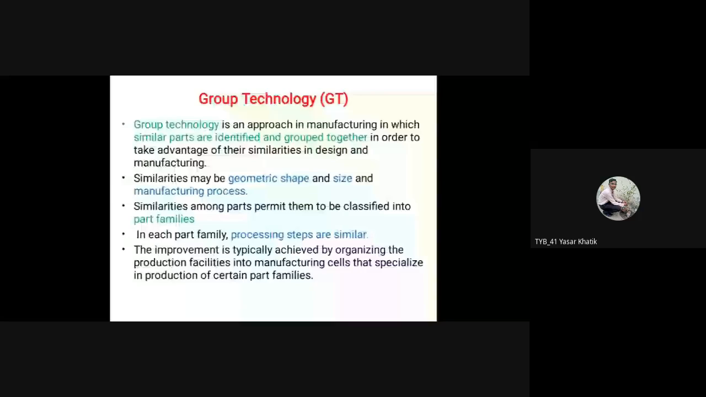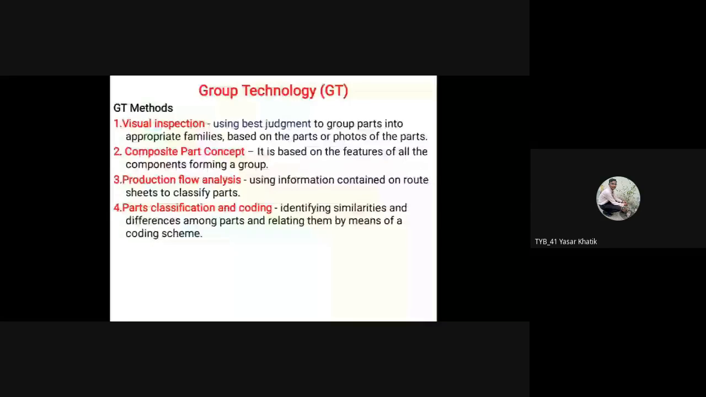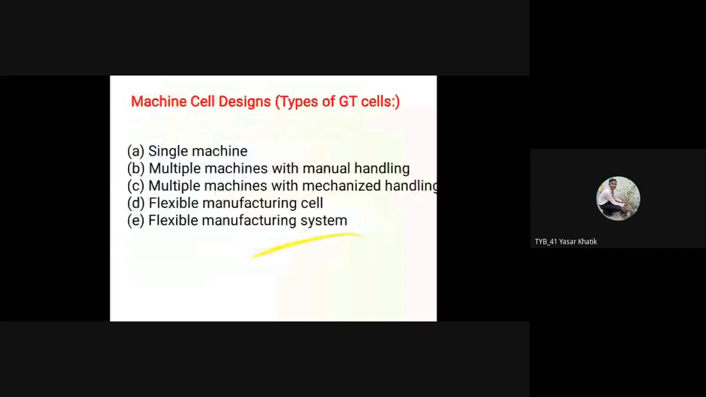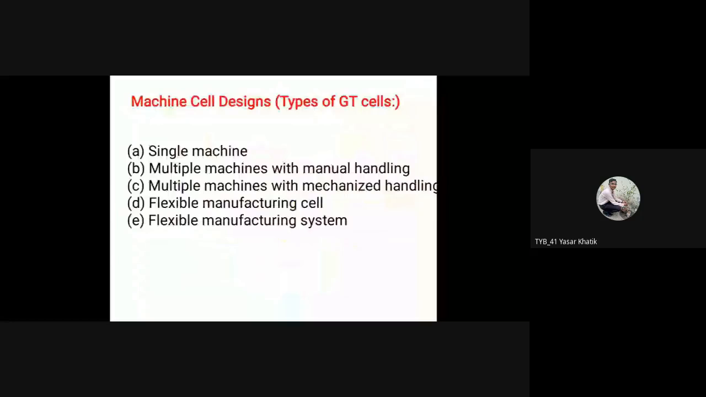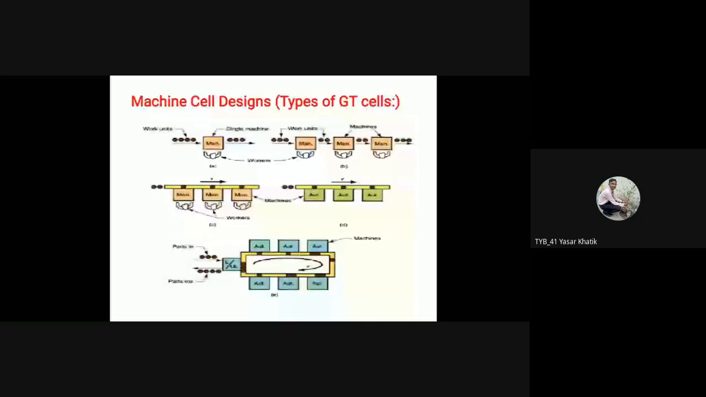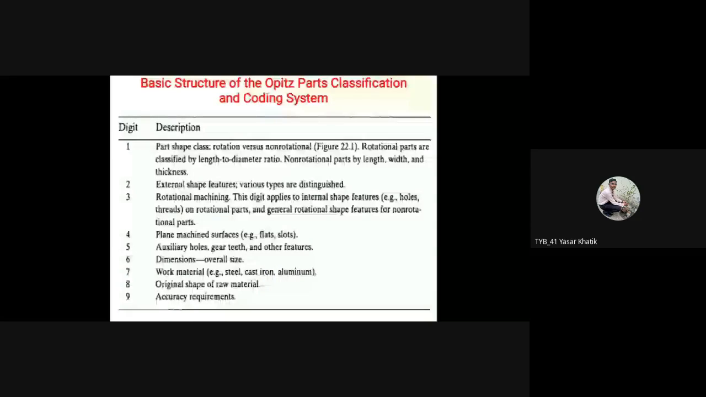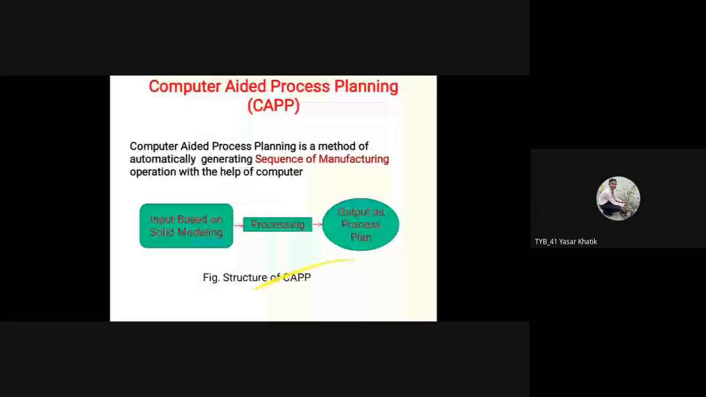Group technology is one of the modern techniques. In that we have seen some part families, how to make them, then classification, codification. By using the Opitz system, we have done one of the best practices in our industry. Then we have seen machine cell design with different mechanisms. Then we have seen some Opitz system examples. Then we have seen some important concepts like CAPP.